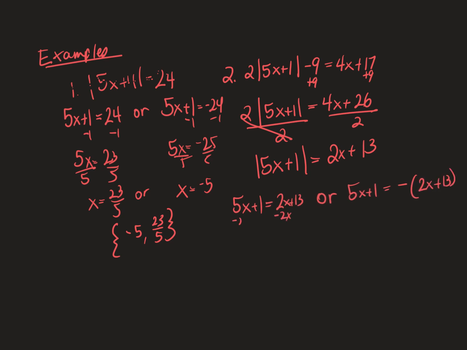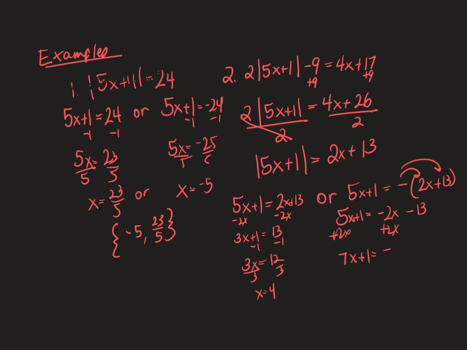Solve. I know you know how to solve an equation. 3x will equal 12. Divide by 3, x equals 4. And the next one, I'm going to distribute this negative sign. 5x plus 1 equals negative 2x minus 13. I'm going to add 2x. 7x plus 1 equals negative 13. Subtract 1. 7x will equal negative 14. Divide by 7. X will equal negative 2.